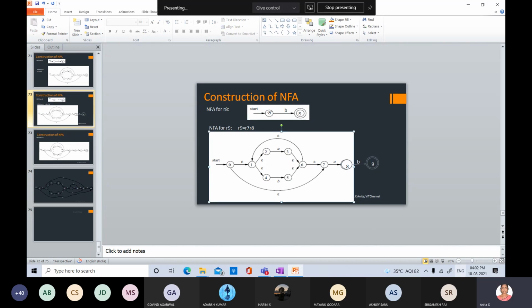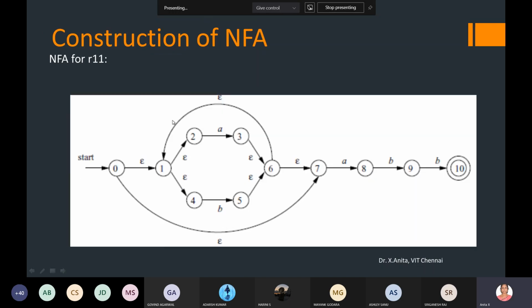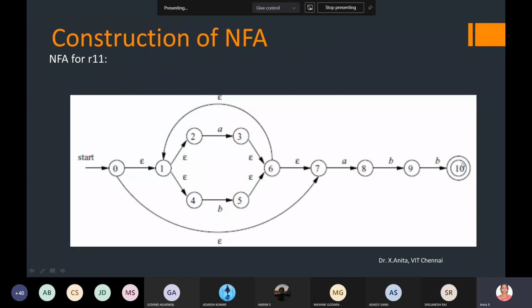Okay, so here this is going to be the NFA for R9. Okay, so the next is going to be similarly again I have to proceed with constructing the NFA for R10 and then I'll be getting this final NFA. Okay, so this is going to be the final NFA.